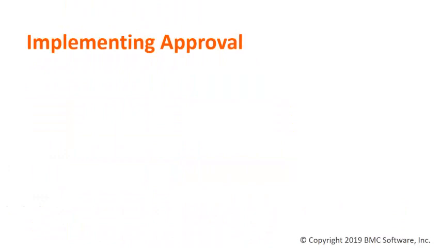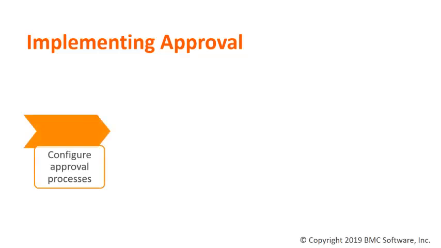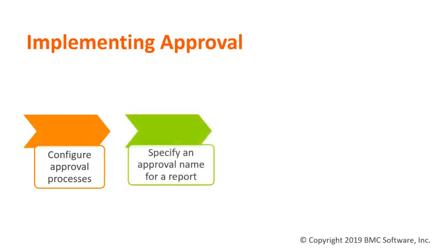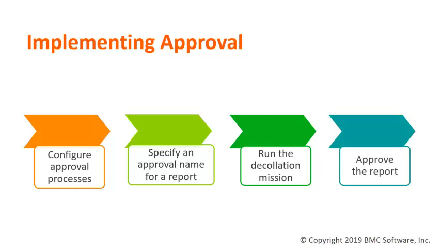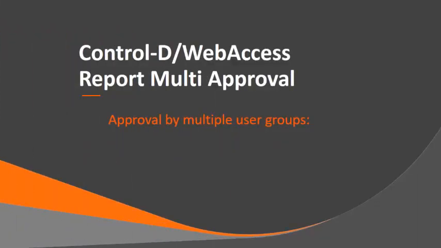To implement an approval process with several approvers, you must perform several tasks. First, configure multiple approvers in the approval tree. This is done by the administrator. Next, specify an approval name in the decollation mission. This too is done by the administrator. Next, run the decollation mission. This generates a report in the Control-D repository. Finally, as an approver, access the report through Control-D WebAccess and approve or reject the report. Let's take a look at how to perform these tasks for parallel approval and multi-level approval.